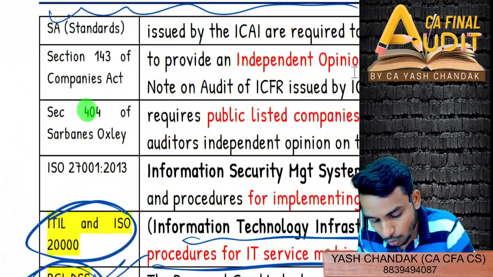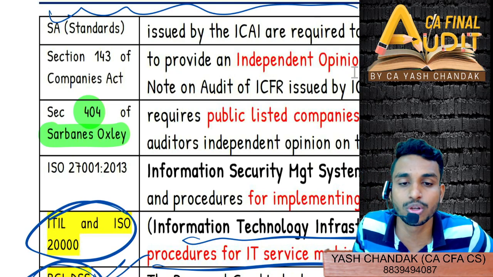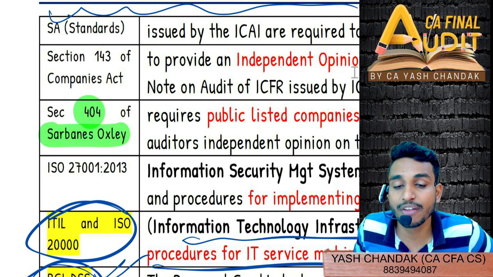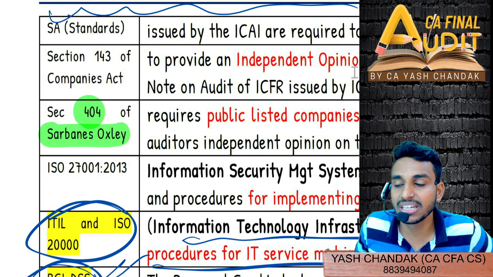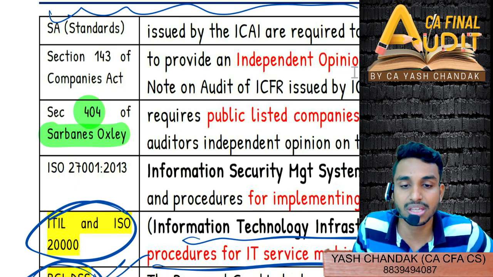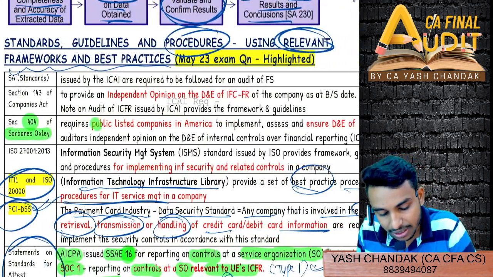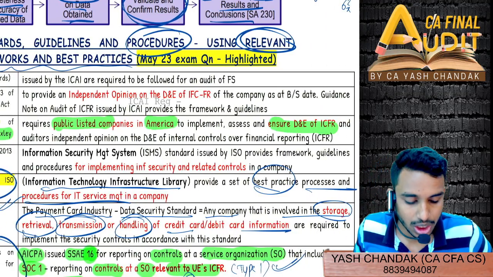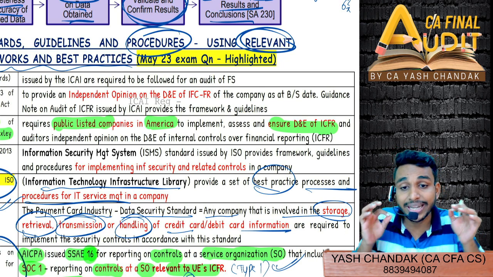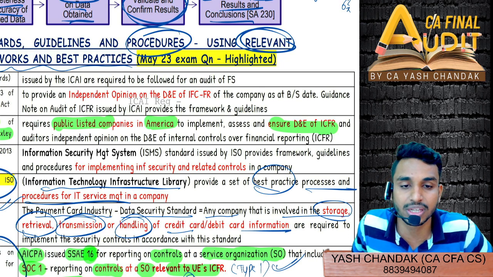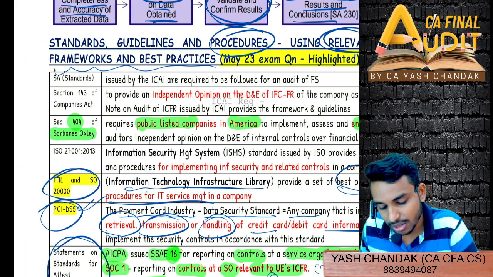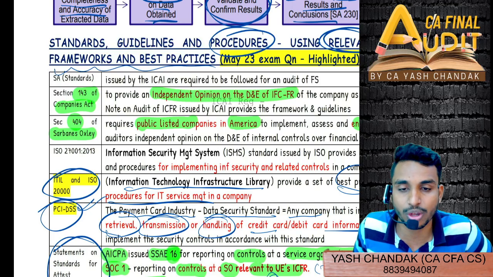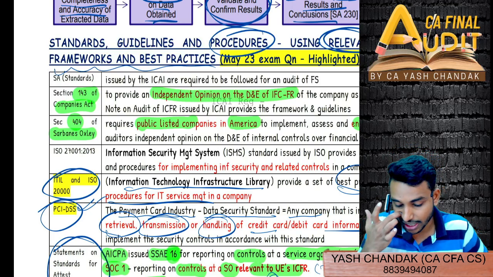Similarly, Section 404 of Sarbanes-Oxley we also covered in chapter 3. Do you remember? I told you the Sarbanes-Oxley Act is similar to what the SEBI Act is in India. They have the Sarbanes-Oxley Act in the US, and like we have SEBI in India, they have the SEC, Securities Exchange Commission. So for public listed companies in America, you have to ensure design and effectiveness of ICOFR, which is mandated by Section 404 of the Sarbanes-Oxley Act. This much you have to retain. Similarly, Section 143 of the Companies Act also requires you to give an independent opinion on design and effectiveness of internal financial controls over financial reporting.